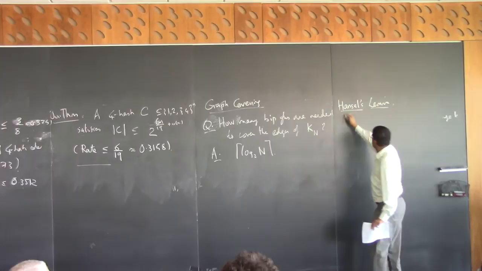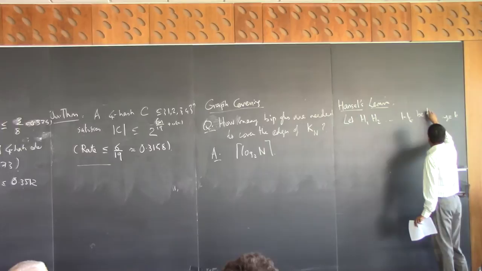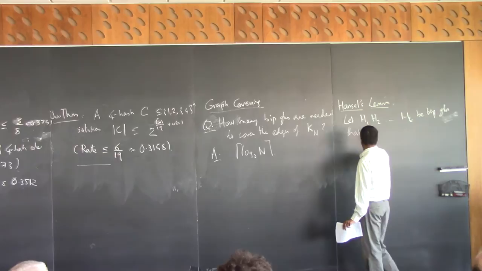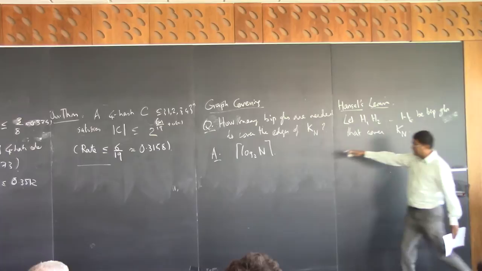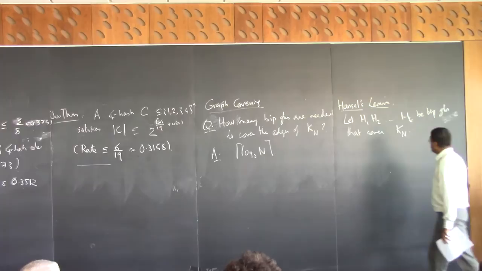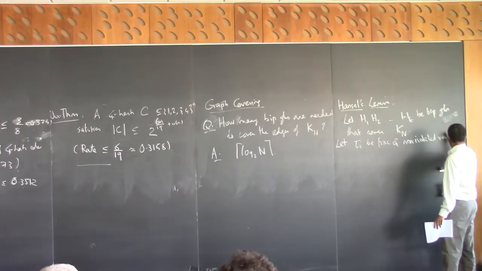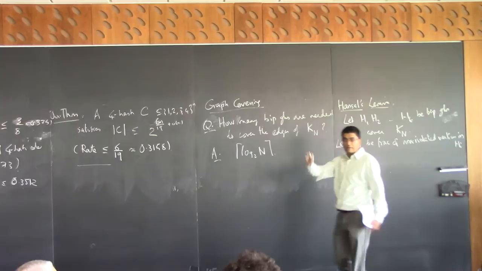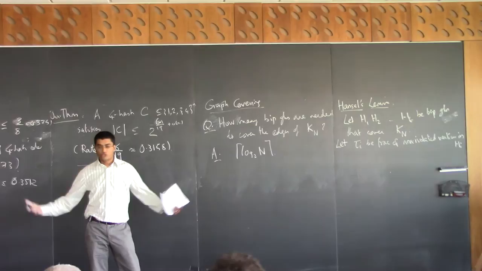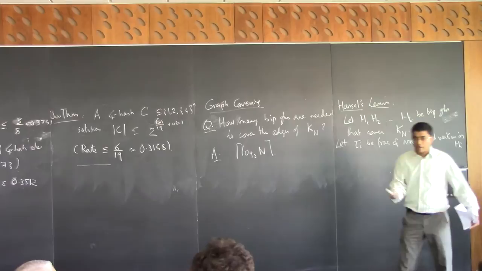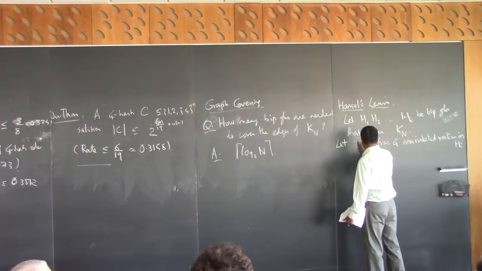So let H1, H2, ..., HT be bipartite graphs that cover Kn. This fact basically said that the best T you can have is log n. But actually you can say more. Let tau_i be the fraction of non-isolated vertices in H_i. Each of these graphs is bipartite, but might have some isolated vertices. In particular, you could choose to cover each edge by just a single edge. You will take n choose 2 bipartite graphs, but in each one of them you will only have two non-isolated vertices. Then the summation of tau_i, for i going from 1 to t, is actually small.